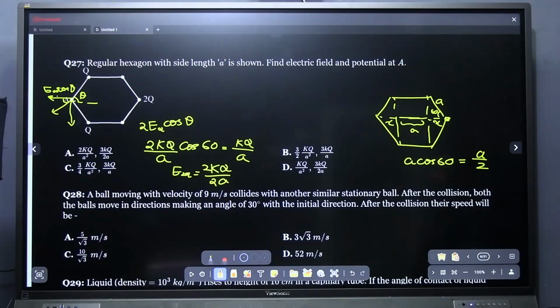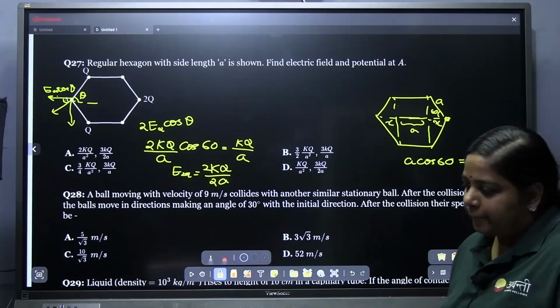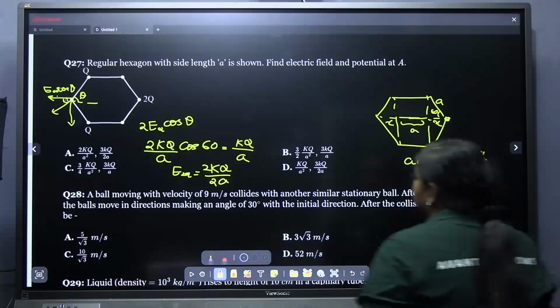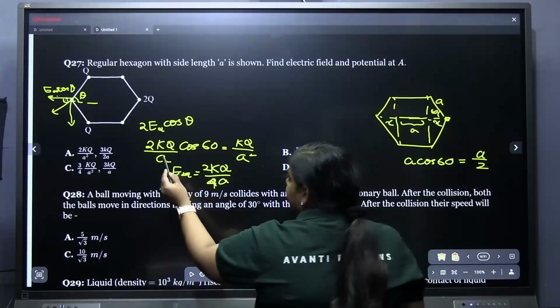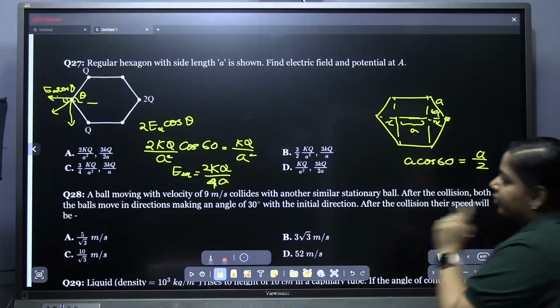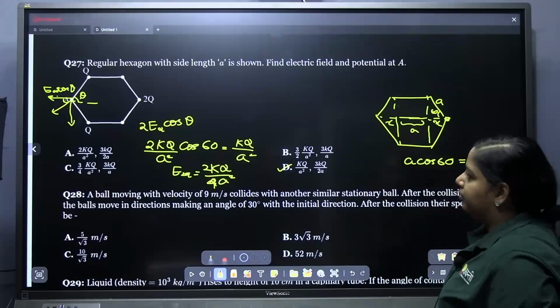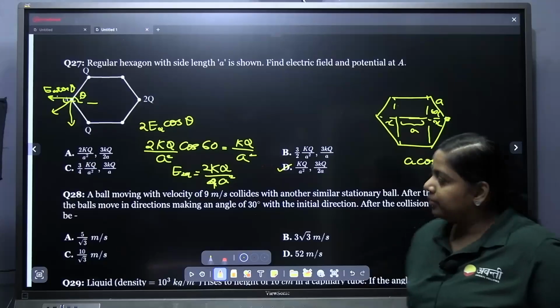Now we have to directly add them. You will get the answer. Answer is option D. A square 4. A square. Okay, answer will be option D. Is that clear?